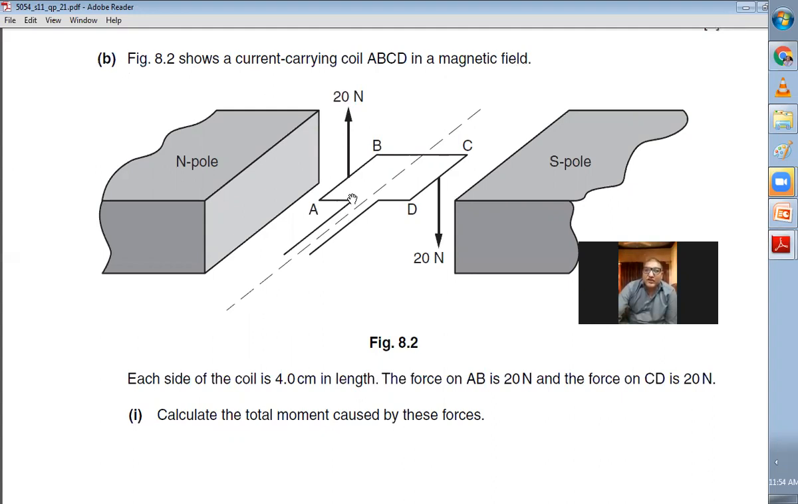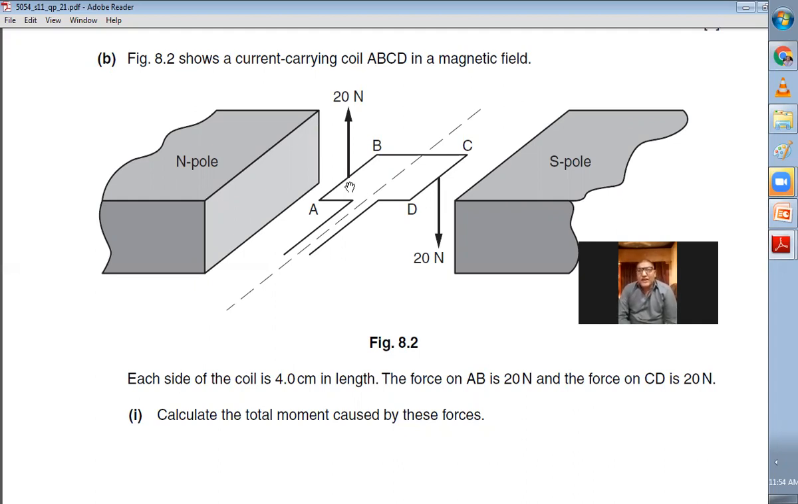This force is of 20 Newton. The side AB is 4 centimeter. So from the axle to this force, the perpendicular distance will be just 2 centimeter. And this force on the AB side is trying to produce a clockwise moment. The force on the DC side is also trying to produce a clockwise moment. So I will find the moment by that force and the moment by this force, and I will add them up.